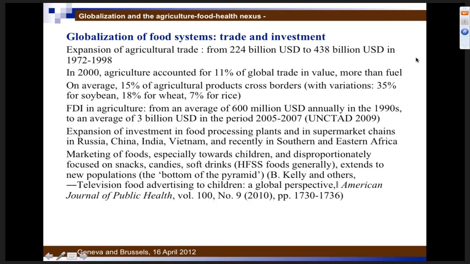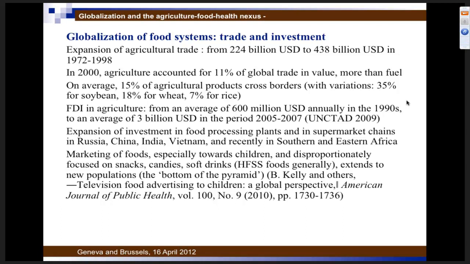To give just one illustration of the growth that was particularly spectacular between the 1980s and 1990s, the value of global trade in agricultural commodities increased, almost doubling, from $224 billion in 1972 to $438 billion in 1998, and the expansion since has been of a similar scope, and so we are seeing a larger volume and value of agricultural products traded overall.